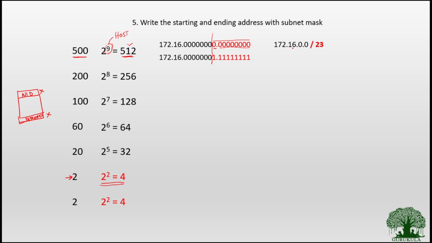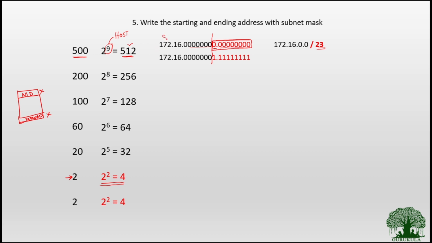So this is what the decimal form is. So what is happening? As you can see, 172.16.0.0, and /23 represents the number of bits that we have used for representing the network. If we reduce 9 bits, we have 9 bits left here in the red color part for representing the host.